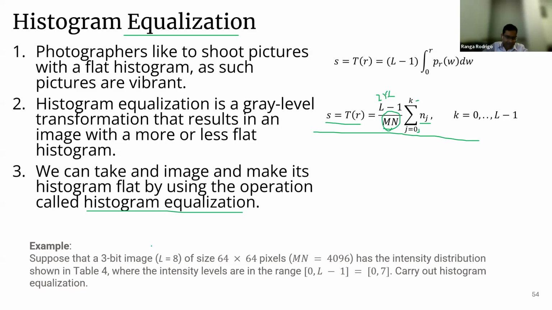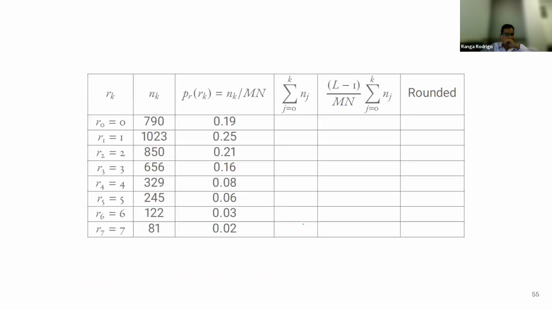Suppose that a 3-bit image, L equals 8. For a 3-bit image, L is equal to 8 because the number of intensities is 8, so the maximum intensity is 7. The image is of size 64 by 64, which means the total number of pixels is 4096. It has the intensity distribution shown in the next table, where the intensity levels are in the range from 0 to L minus 1, or 0 to 7. Carry out histogram equalization.